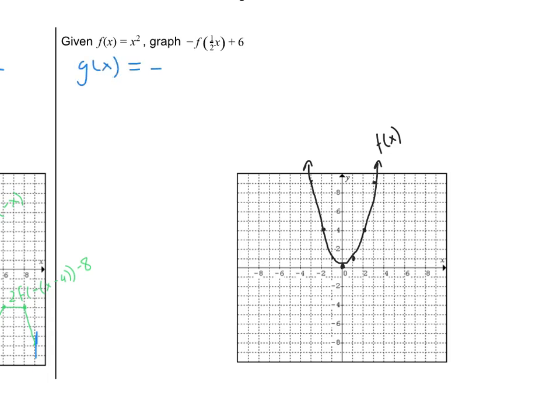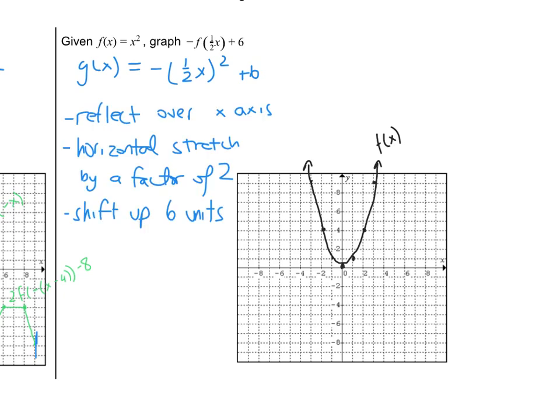So I put the negative and the positive 6 outside the function, but instead of x, I'm going to write 1/2 x, and then I'll apply the exponent. Okay, so now I want you to pause the video, state your 3 transformations that we have, and then we'll check that, and then we'll go to the graphing. So pause the video here.